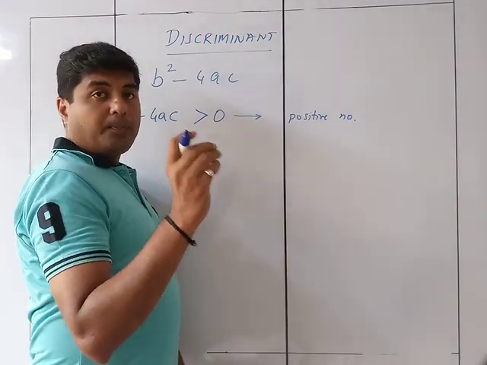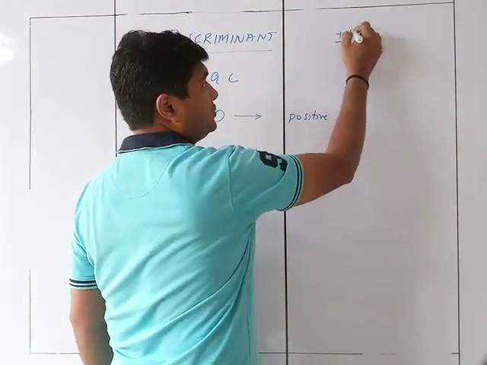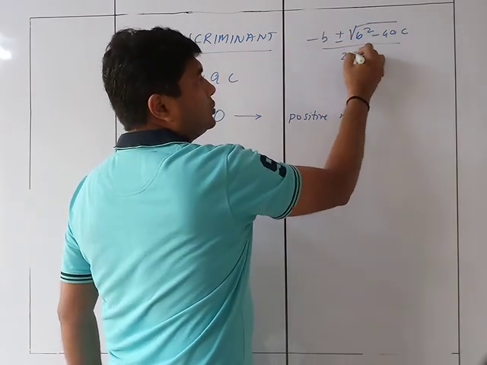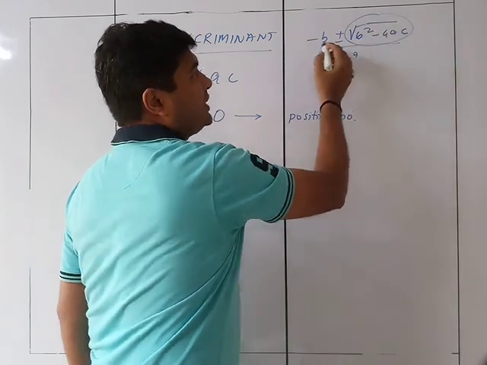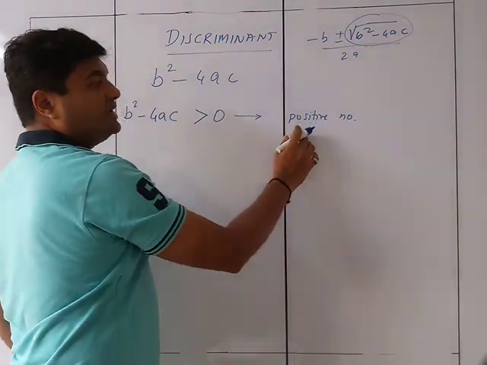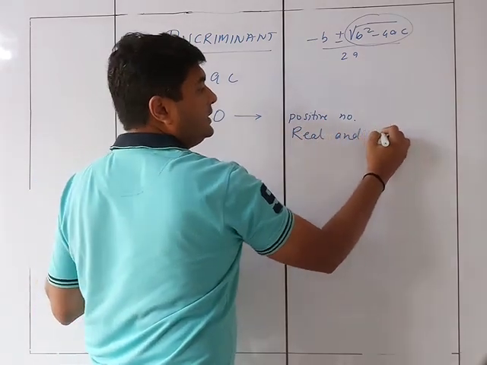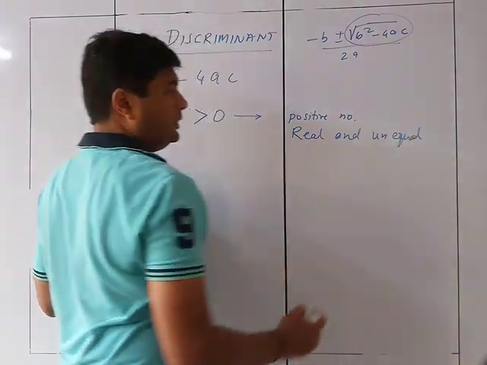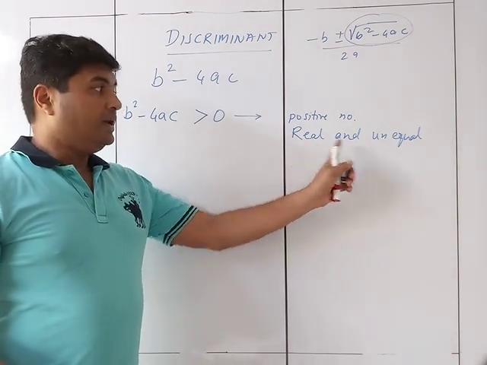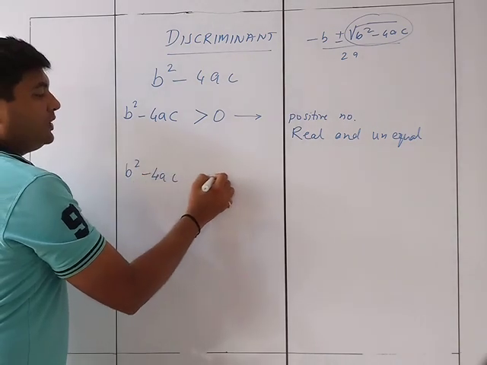And after that, whenever we use the formula with plus and minus root of b square minus 4ac, along with minus b, this value gives me two values: one is minus b plus this value and the other is minus b minus this value. Hence this gives me the roots as real and unequal. The roots I am going to get by b square minus 4ac greater than 0 will be real and unequal.